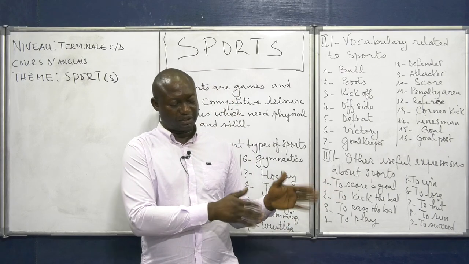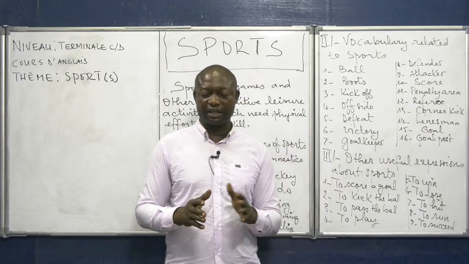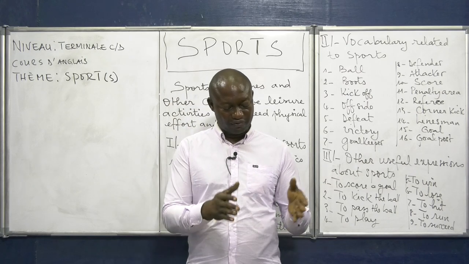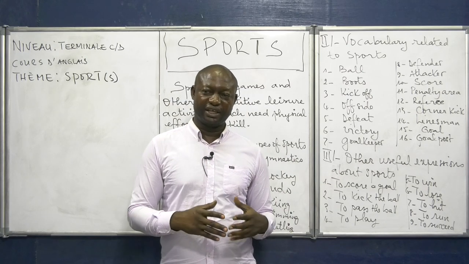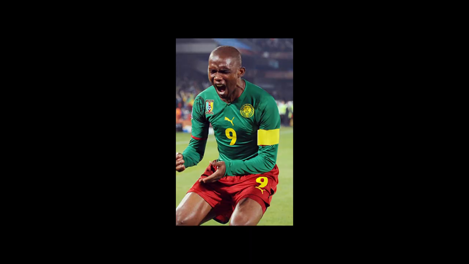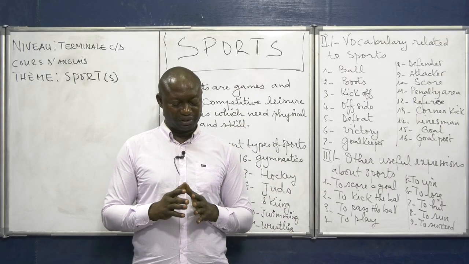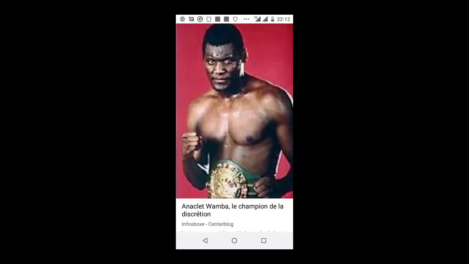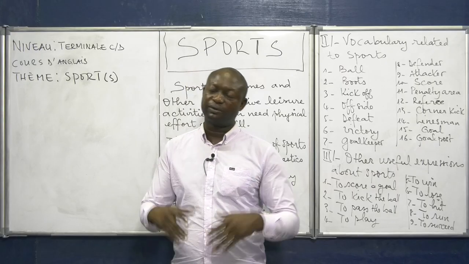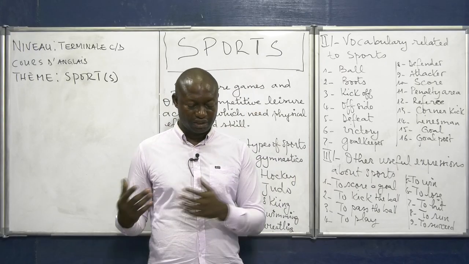As far as the third picture is concerned, we have a football player. His name is Samuel Eto'o. We know Samuel Eto'o is one of the best players in the world. In the fourth picture, we have a boxer. His name is Anakle Wamba, and he is from Congo Brazzaville. Ibaka is also from Congo Brazzaville, and Samuel Eto'o is from Cameroon.